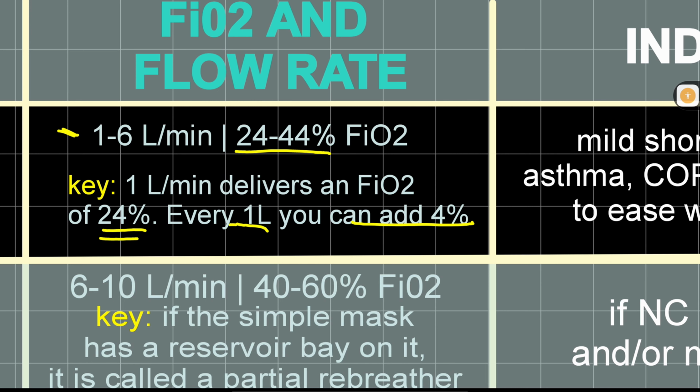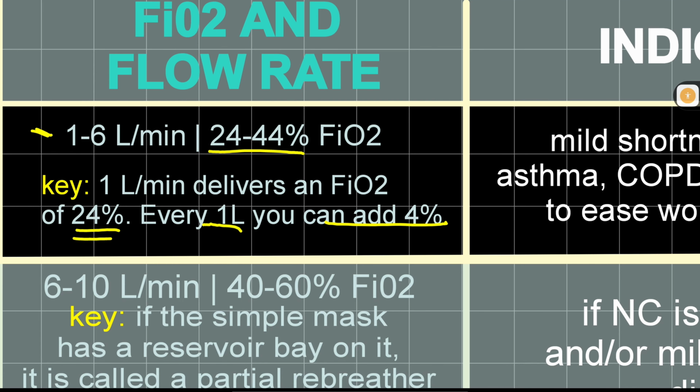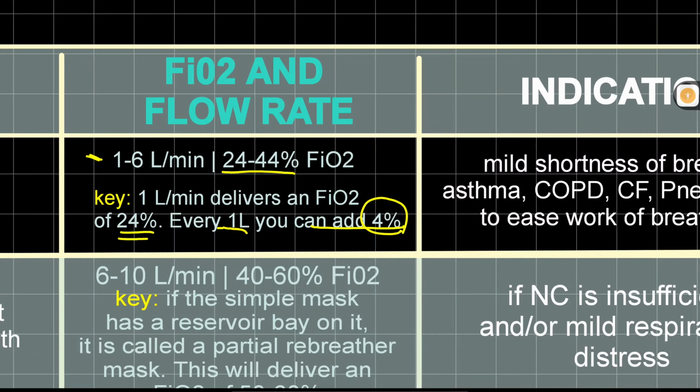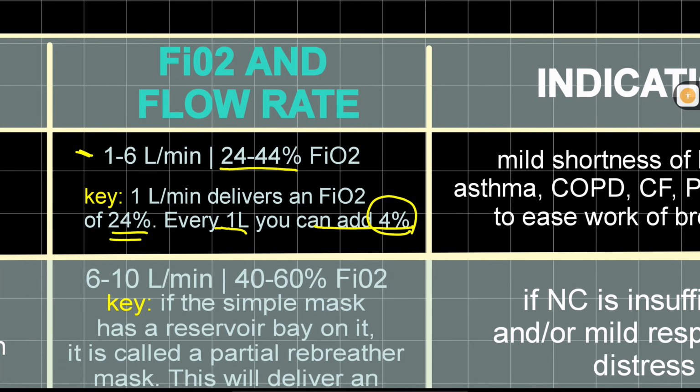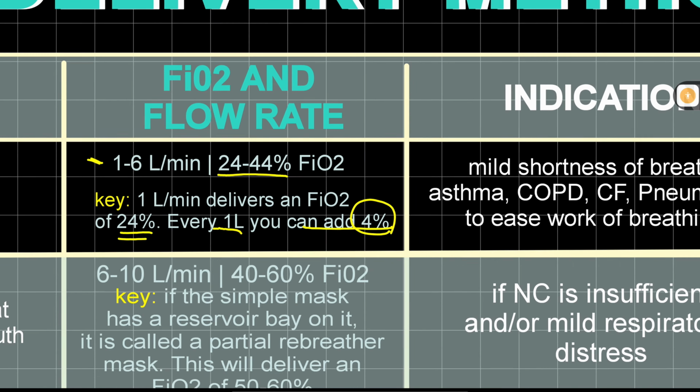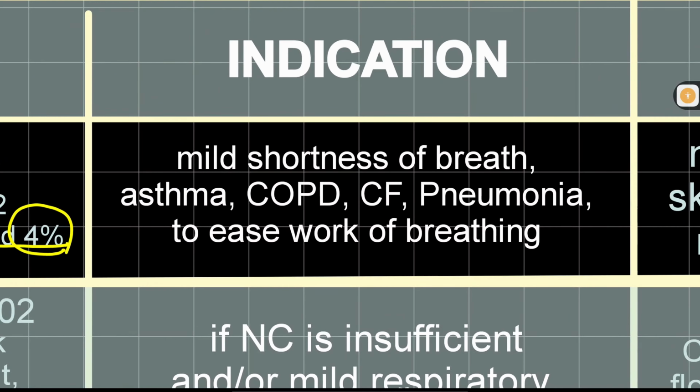So if you're going to add oxygen, let's say from 1 liter per minute, you're going to move up to 2 liters per minute in the event that the patient is not responding or is still experiencing desaturation. So remember that when you add 1 liter, you will add 4% of FiO2. All right, so those are the FiO2 and flow rate figures that you can expect whenever you use a nasal cannula.